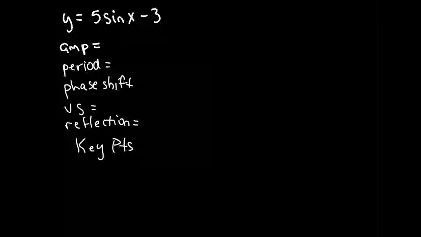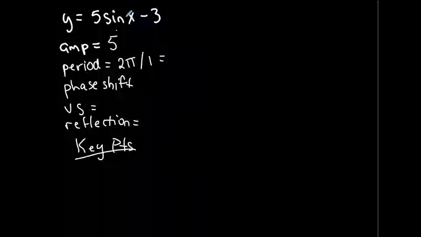So let's start with the amplitude. The amplitude in this case is 5. It's always equal to the positive version of the coefficient of the function. So in this case, 5. And the amplitude is always the distance from the center of the function to the top or to the bottom. The period is always 2 pi over b. And in this case, b is equal to 1, right? B is always the coefficient of x, in this case, 1. So 2 pi divided by 1 is 2 pi. So there's not really much of a period change from the basic sine wave.